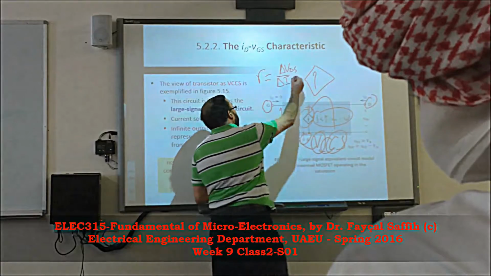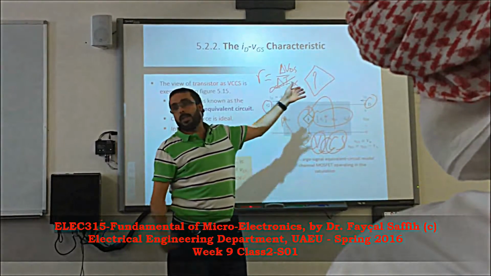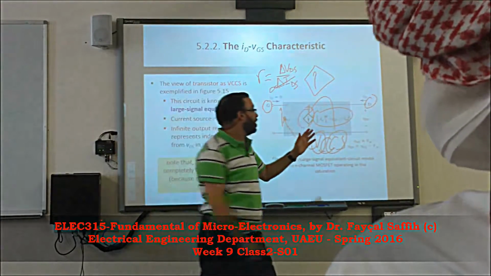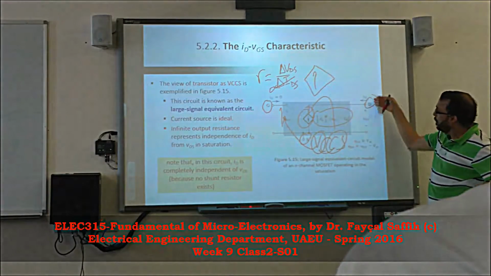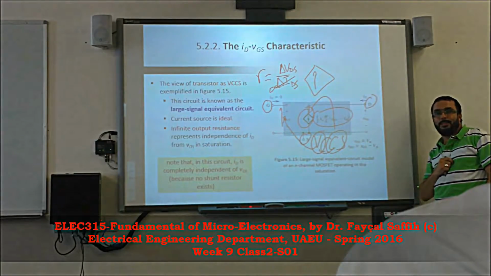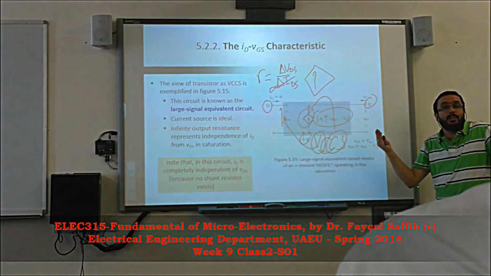No. Very good. So in this case, it's zero. Something over zero is what? It's infinite. That means I have basically no resistance between the drain and the source. Do you understand? Yes. I have no resistance.